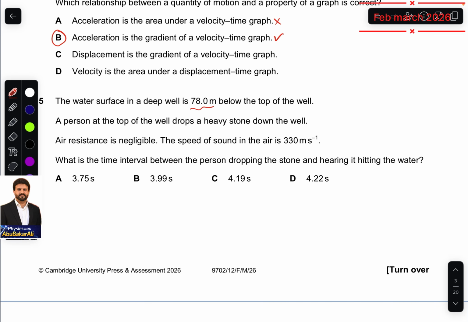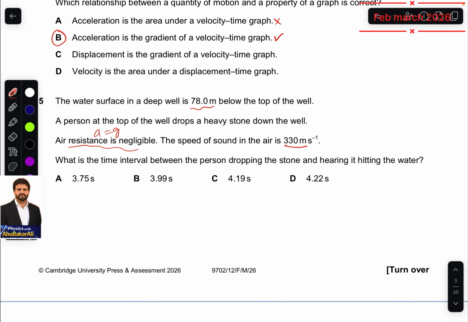A person at the top of the well drops a heavy stone down. Air resistance is negligible, which means you can say a equals g, the acceleration equals g. The speed of the sound in the air is given. What is the time interval between the person dropping the stone and hearing it hitting the water?